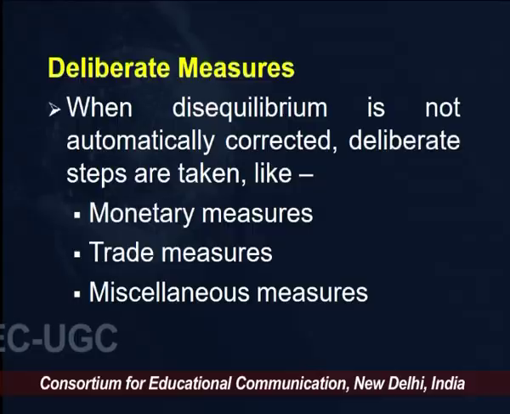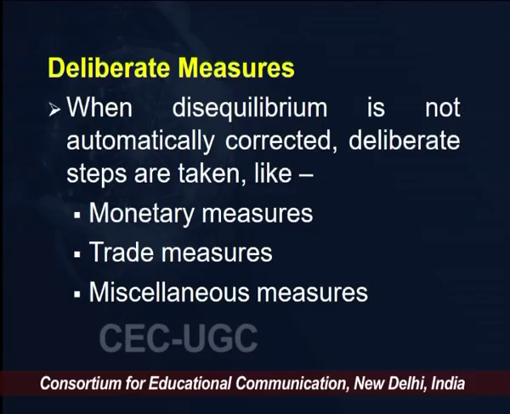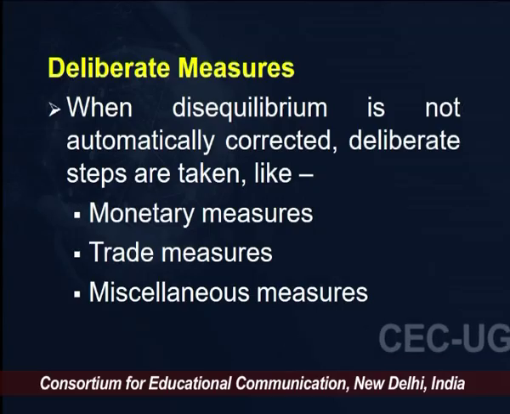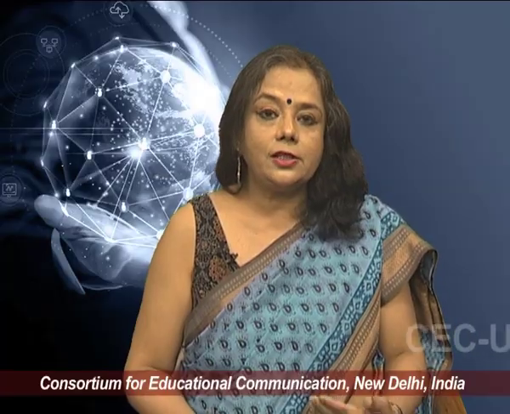So, when disequilibrium is not automatically corrected, deliberate steps are taken like monetary measures, trade measures and miscellaneous measures. These measures are taken up by the government, the ruling government, with the help of the central bank. The first category of deliberate measures is monetary measures. One of the monetary measures is reduction or expansion of money supply.